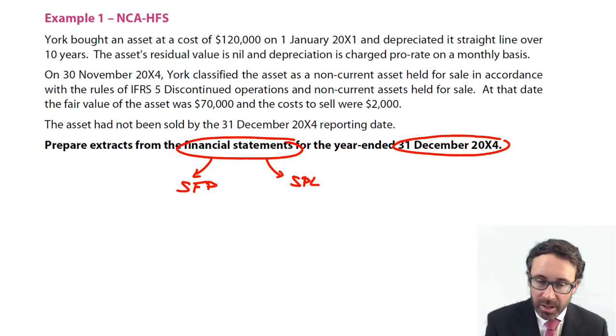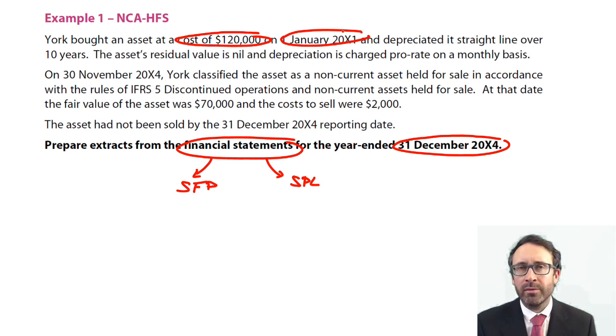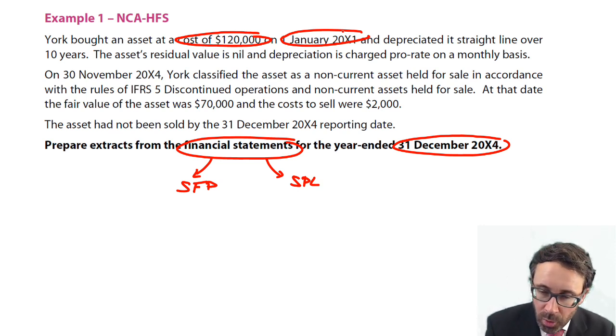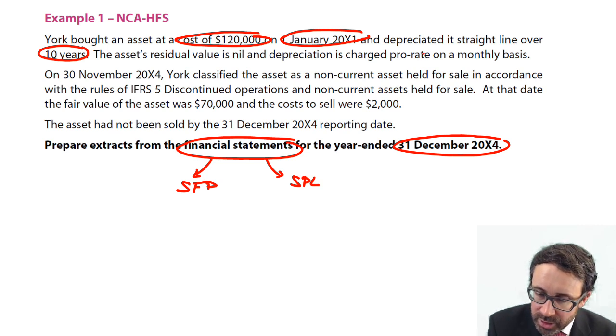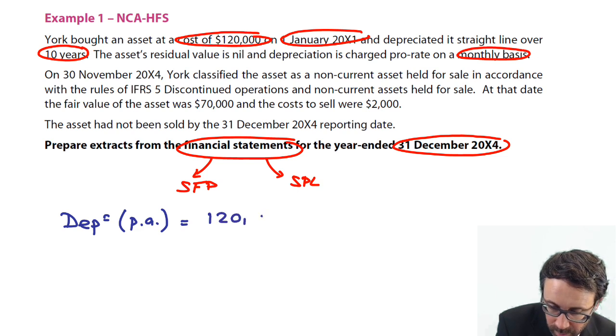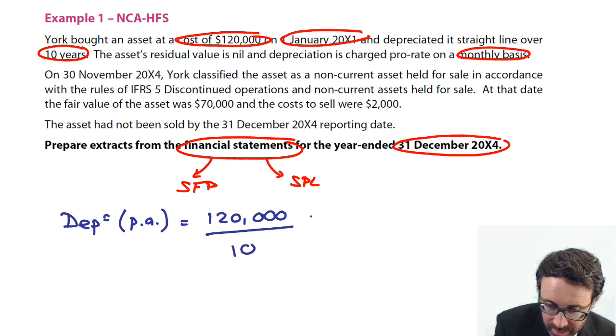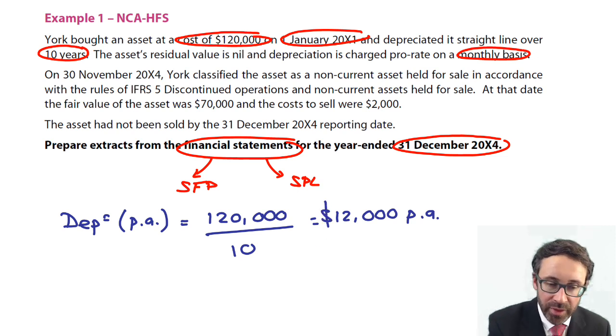York bought an asset at a cost of 120,000 on the 1st of January x1. So we're looking at x1, 2, 3, 4 years since that asset was bought. It's depreciated straight line over 10 years. The residual value is nil, which makes life a bit easier, and depreciation is charged pro rata on a monthly basis. So the depreciation per annum is the 120,000 divided by 10. Is that 12,000 per annum? And on a monthly basis, I suppose that's $1,000 per month.